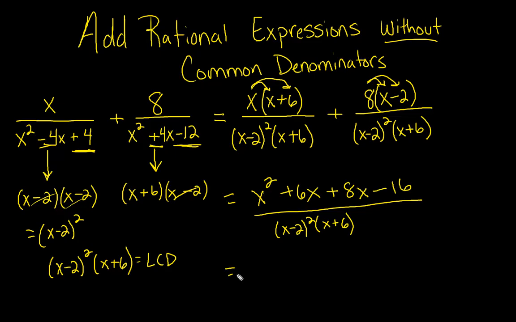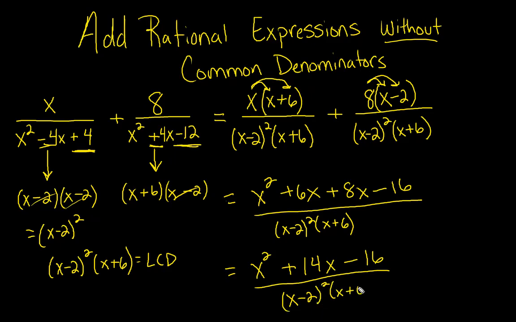From here, we can combine like terms. There are no other x squared terms, so that's going to stay the same. We combine 6x and 8x to give us 14x. And then there are no constants to combine with, so that is minus 16. And then we are all over x minus 2 squared times x plus 6.